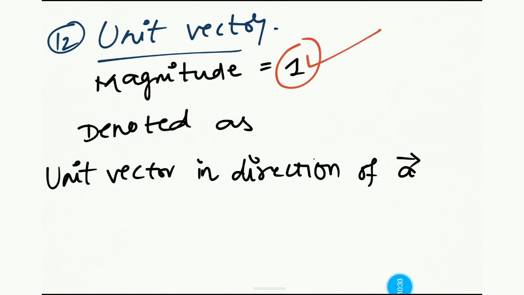And it is denoted as a cap. Suppose the vector is a, then it is denoted as a cap. The cap denotes that it is a unit vector. You should be very mindful of that.